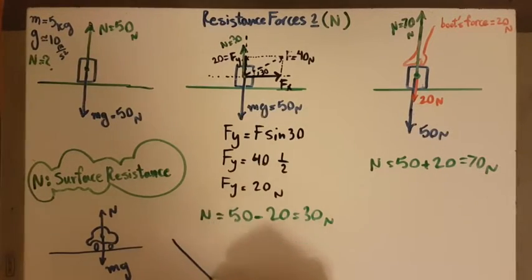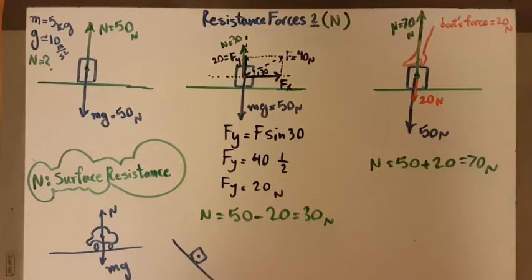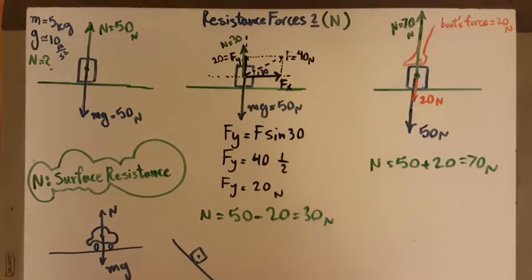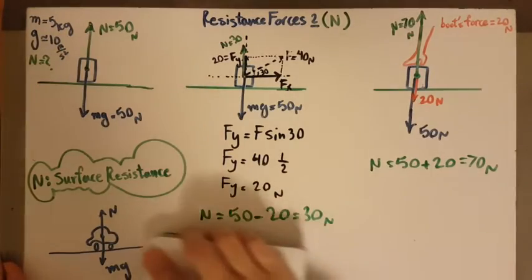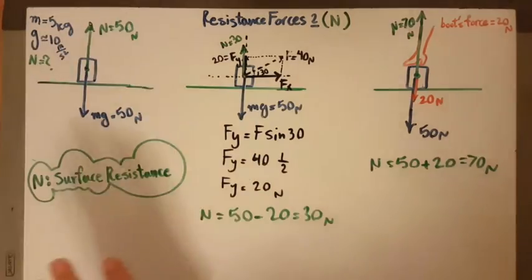However, in some cases we have a slope and an object is here and the surface is not even horizontal. In that case, we have a different situation which we will talk about in its own time. Okay.